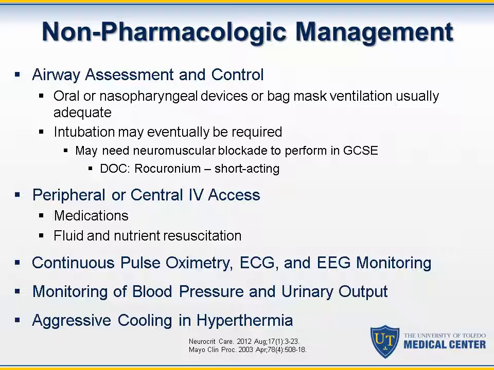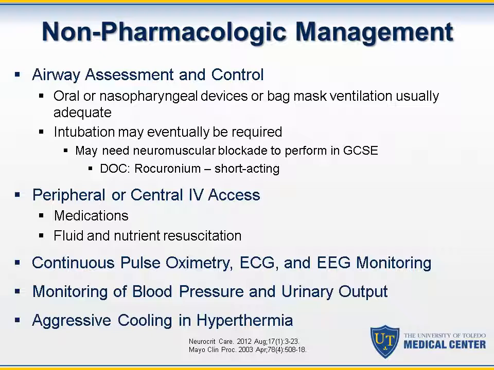You may need a neuromuscular blockade to perform an intubation in GCSE because of the convulsions. In this case, the drug of choice is rocuronium because it is short-acting and due to the risk of hyperkalemia-induced cardiac arrhythmias if succinylcholine is given in the event of the patient presenting with rhabdomyolysis.